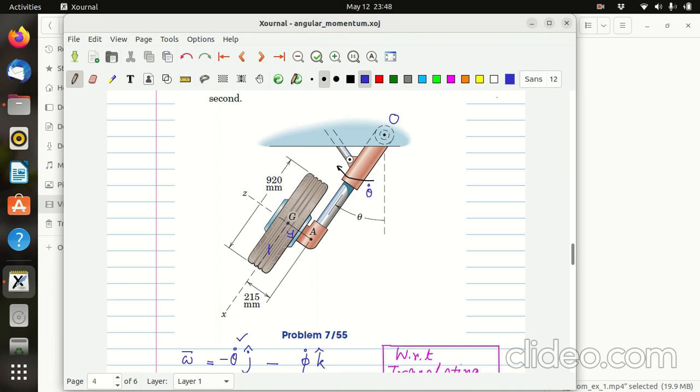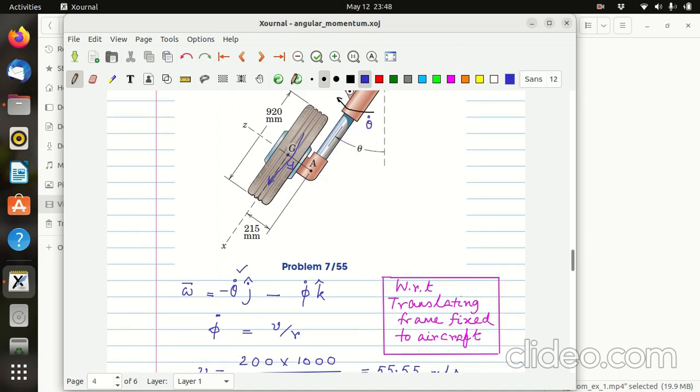and phi dot. Since the aircraft is coming towards us, this wheel must be rotating like this, from here to here. So the spin speed of the wheel is in the negative z direction. So minus phi dot k. So this is the angular velocity of the wheel.